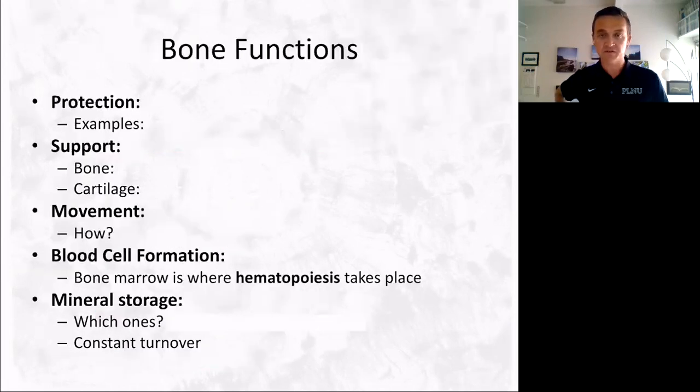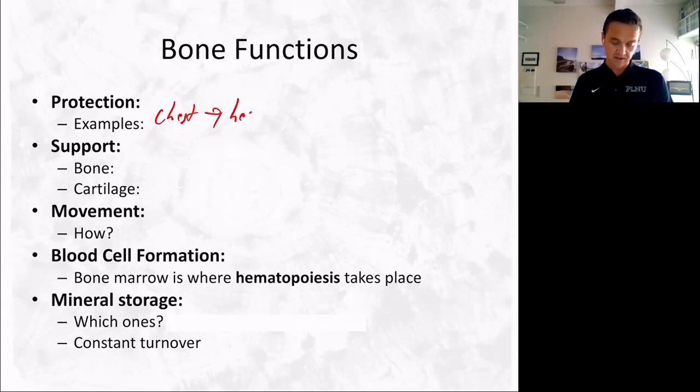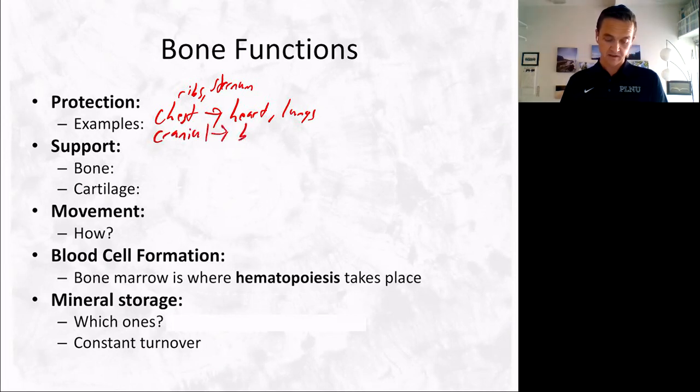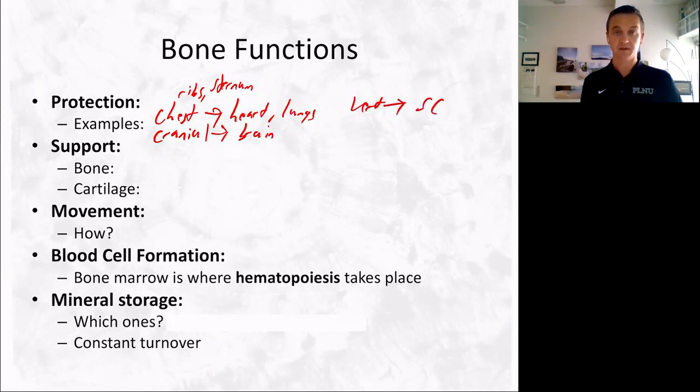Okay, so functions of bones, right? So protection, obviously we're thinking of the chest. It helps us protect the heart and lungs, right? So these are our ribs and our sternum, right? So there's some protection there. Obviously our cranial bones protect our brain, right? Our vertebrae protect our spinal cord, okay?